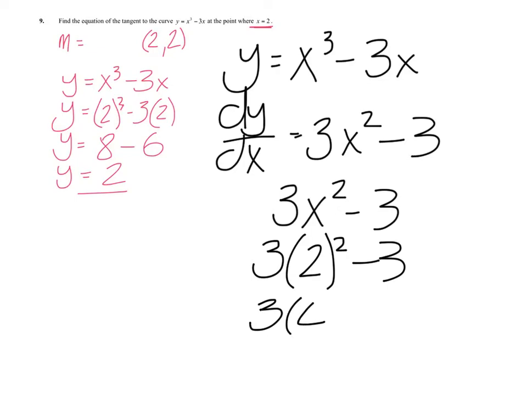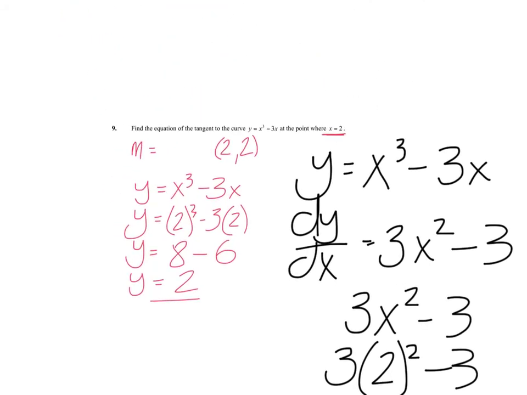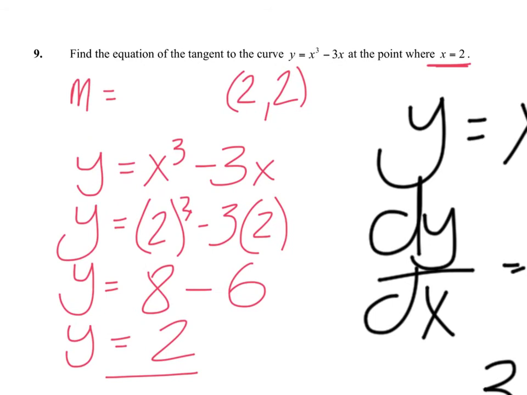squared, which is 3 times 4 minus 3. 3 times 4 is 12 minus 3. Moving that up a bit. 12 minus 3 is 9. So that means now we know our gradient is 9. So we can take that and fill it in up here at the top. So m equals 9.